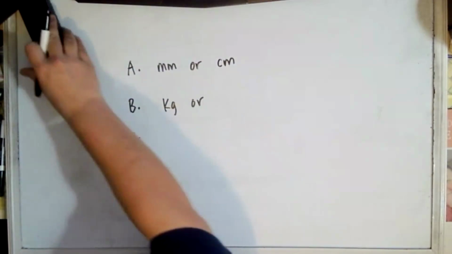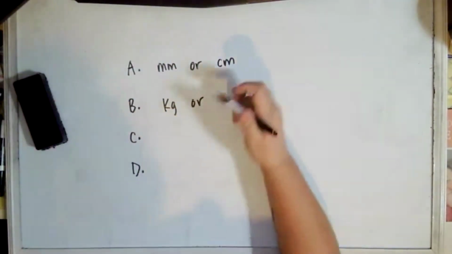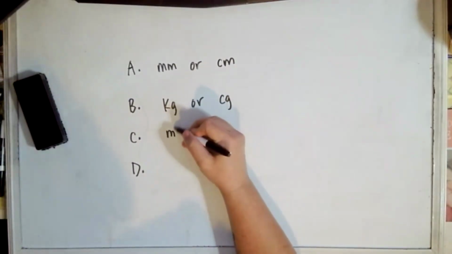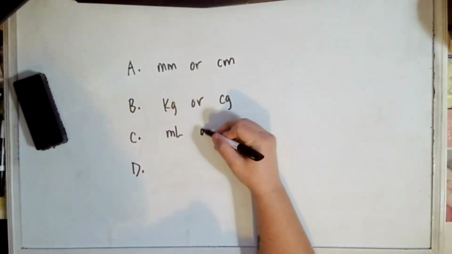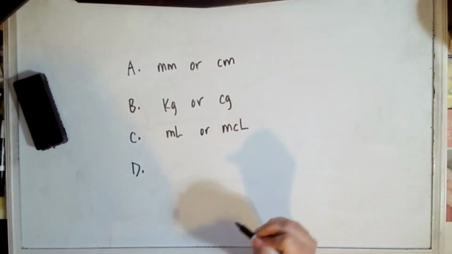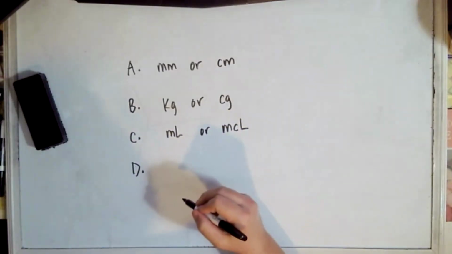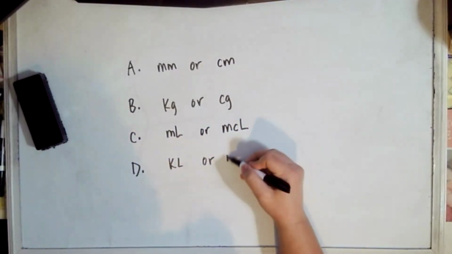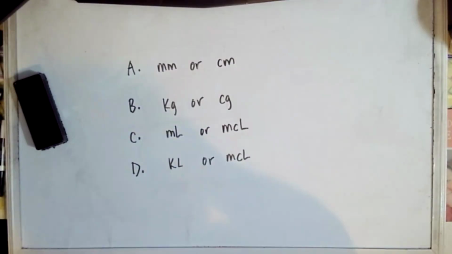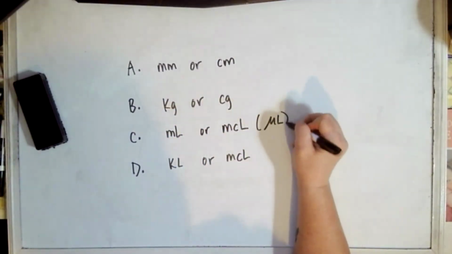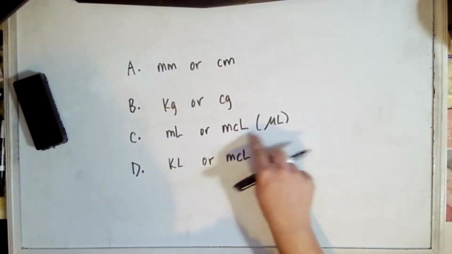Oh, they wrote out the word, but it doesn't matter. With kilogram or centigram, I don't think that it matters that I don't write out the word. That's milliliter. And then they use the scripty microliter. I'm going to write it out like this because, again, I just think that's less confusing. And then kiloliter or microliter. I think they were just trying to make sure that you recognize that these two things are the same unit.